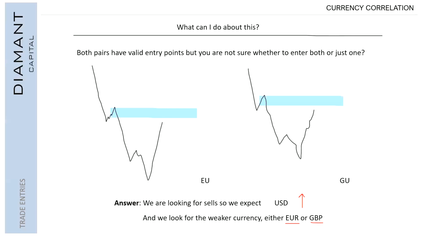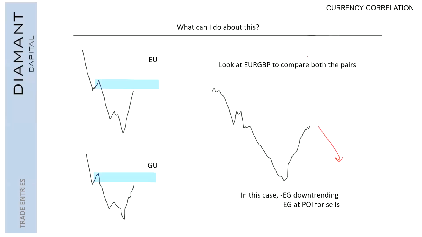we are looking for sales, so we expect USD to rise, right? So as the DX, you can look at the DXY chart as well. As DXY rises, we expect EU and GU to drop. Now, because we're trying to sell EU or GU, we need to look for the pair that can sell the most. So which is the weaker currency? Is it either the euro or the pound?